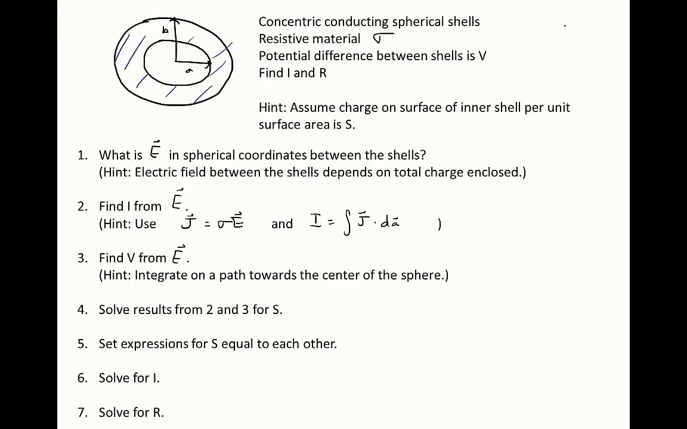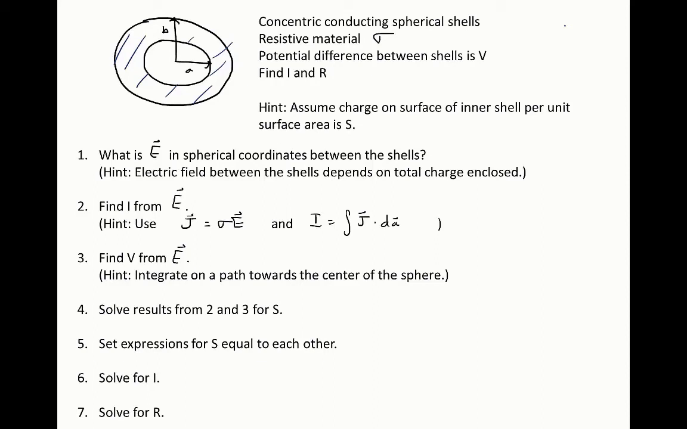Now that's something that comes more easily having had lots of practice with Gauss's law, but let me know how you feel about that. So basically, I don't want you to have to calculate these electric fields every time. I want you to be able to use our previous results. But let me know if that's causing you any trouble. Okay, then on step 2, you need to find the current based on your electric field, and I'm just reminding you here the expressions that you need to do that.